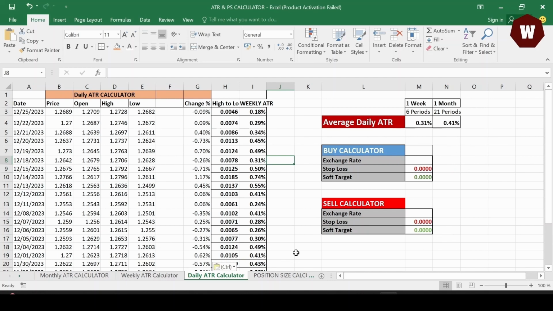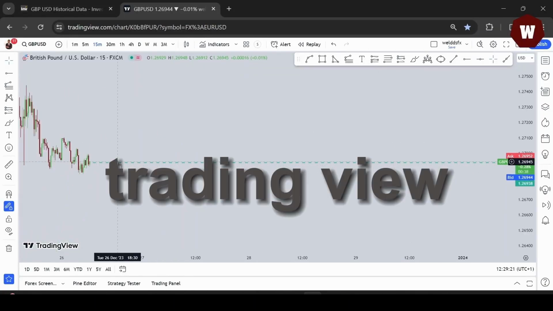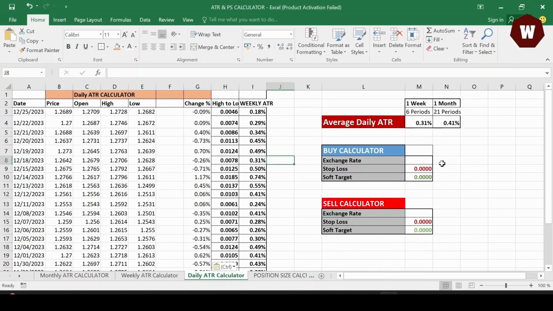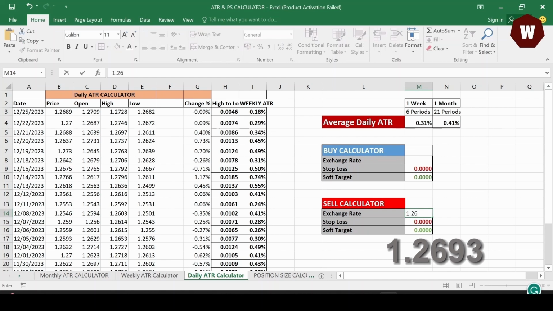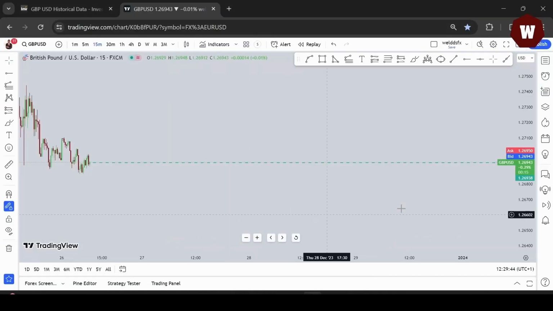Okay, so once you have done this, then you come to your analysis platform, which is TradingView, and select that entry point, 1.2693. That is where you want to enter. So once you have done that, you just enter, and instantly it calculates your stop loss and your take profit the same way we did previously.